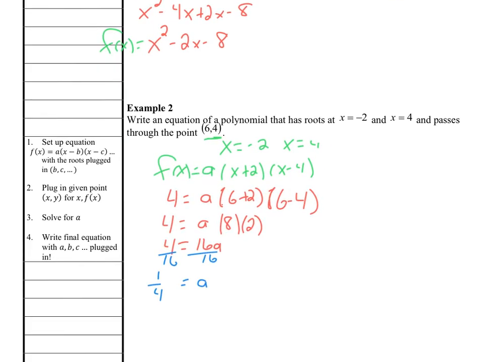So we solve for a. That is the next step in the process. Now we're going to write the final equation with the a plugged in. Obviously the b and the c would be right here and here. So we're going to plug them in. All right.